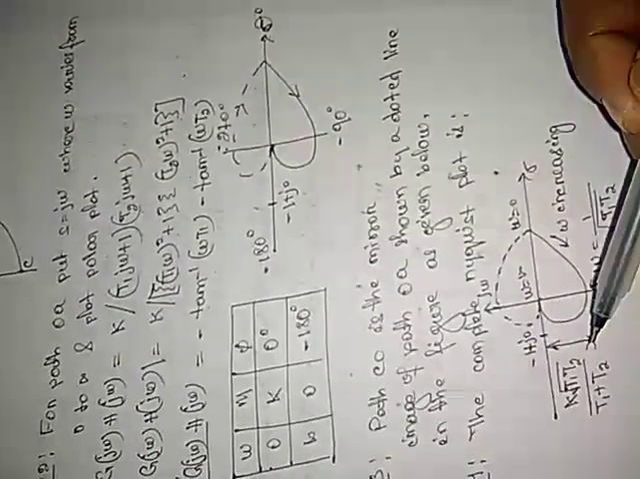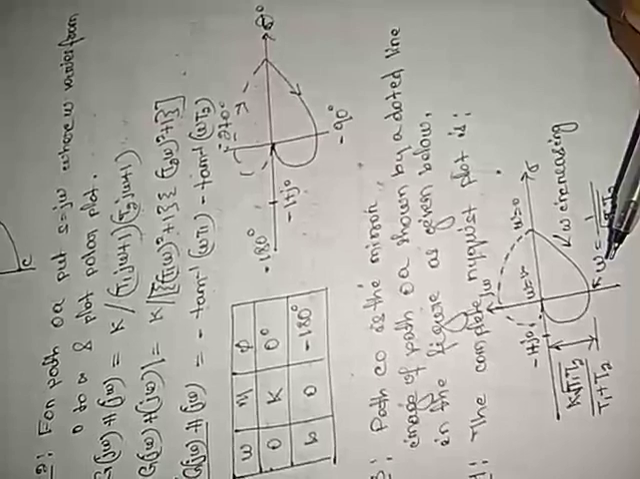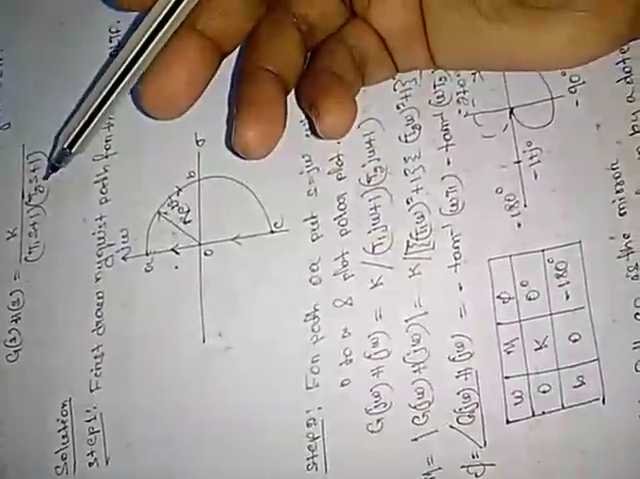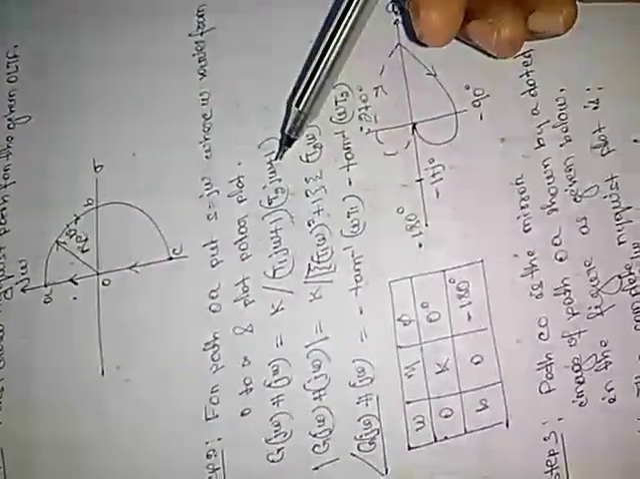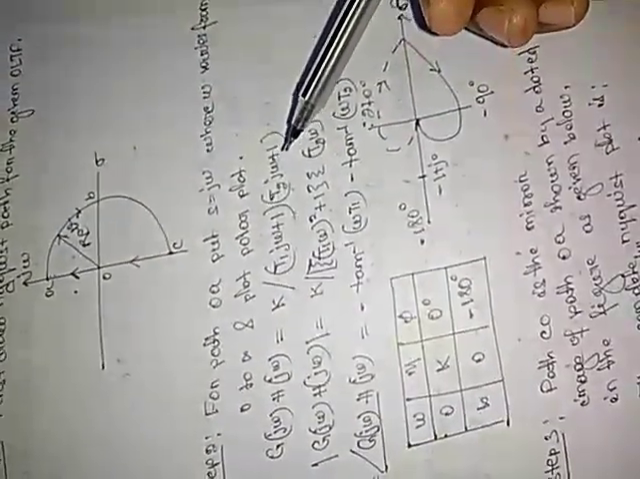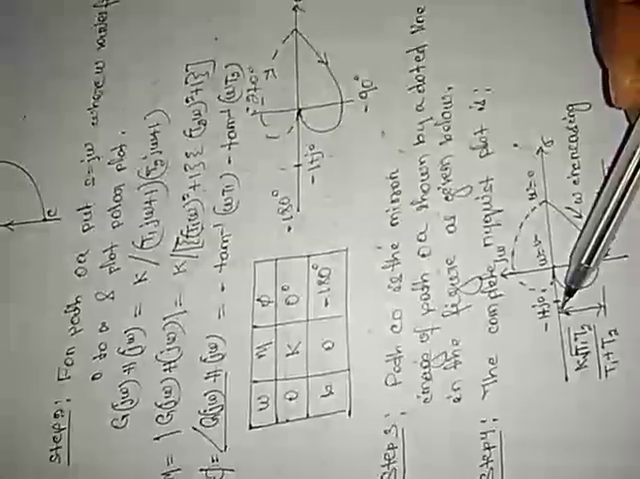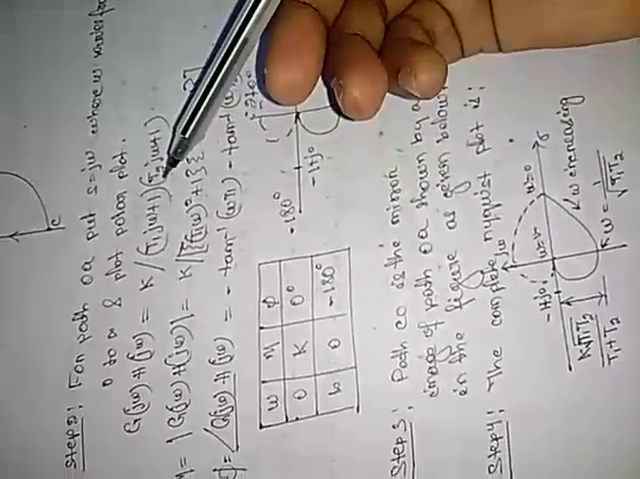Similarly, you find the magnitude of G of j omega by putting this crossover frequency in the transfer function, or directly here you find the magnitude. This is the complete Nyquist plot for this type of transfer function.